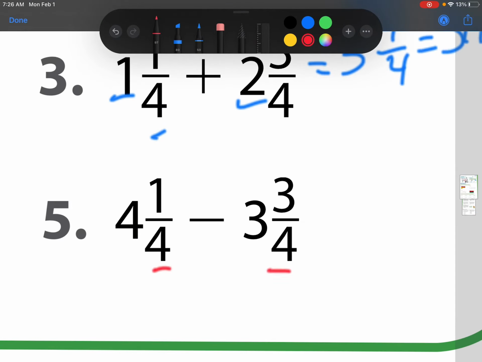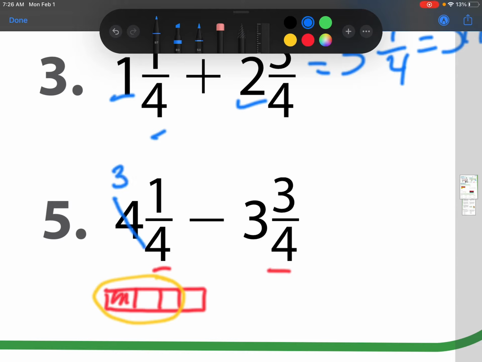We start with our fractions. 1 minus 3 we can't do, so we have to regroup. So what do we have here? Well, we have 1/4, but we need to get enough so that we can take away 3/4. We have to take away this many pieces. So what do we do? Well, we regroup, we rename. So this 4 we're going to take out, and we're going to take a whole. And we're taking this 1 whole that we have right here, and we're cutting it into 4 pieces. So now look, we have enough.